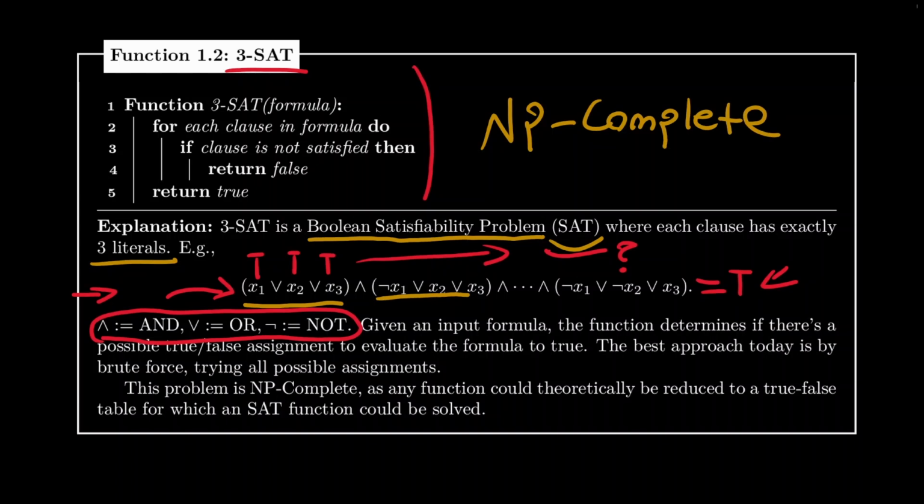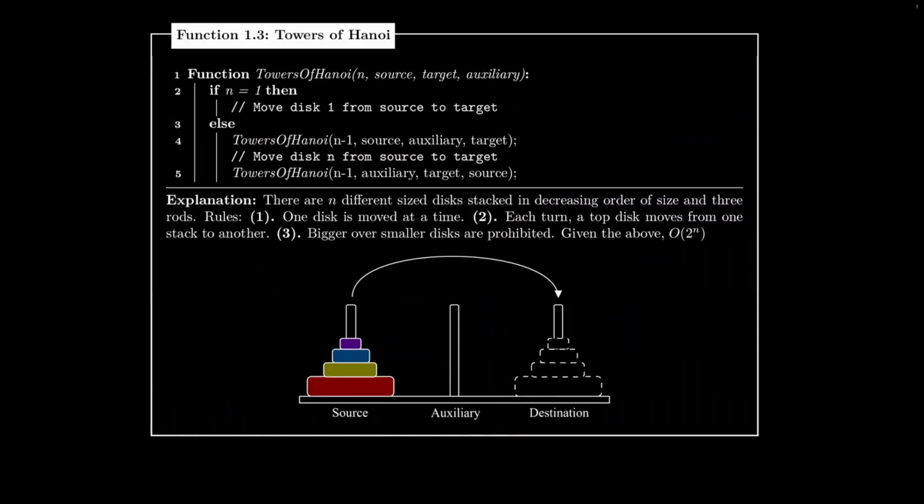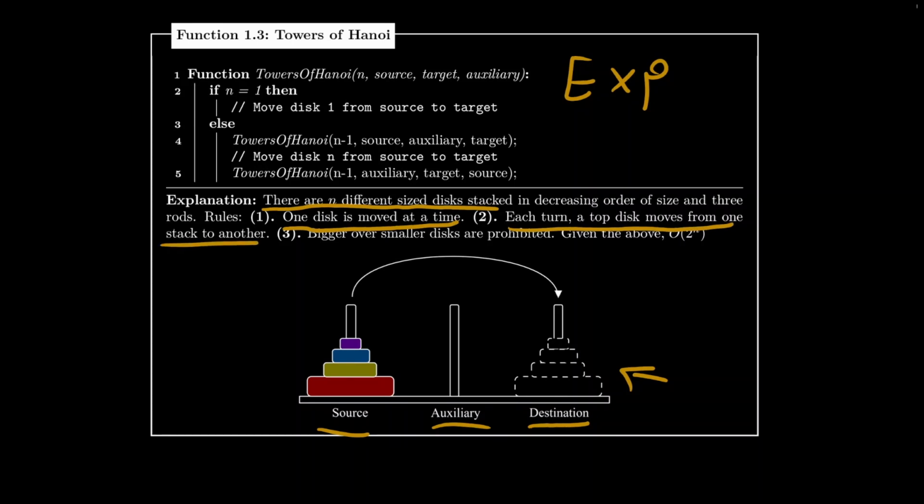And that is 3SAT. So here is an example of a function where we're locked in at exponential time. This is the game of Towers of Hanoi, where we start with n different sized disks stacked in decreasing order over 3 rods. We have the source, auxiliary, and destination where we want to move it. The rules are that we can only move one disk at a time. Each turn, a top disk must move from one stack to another. Bigger disks over smaller disks are prohibited.